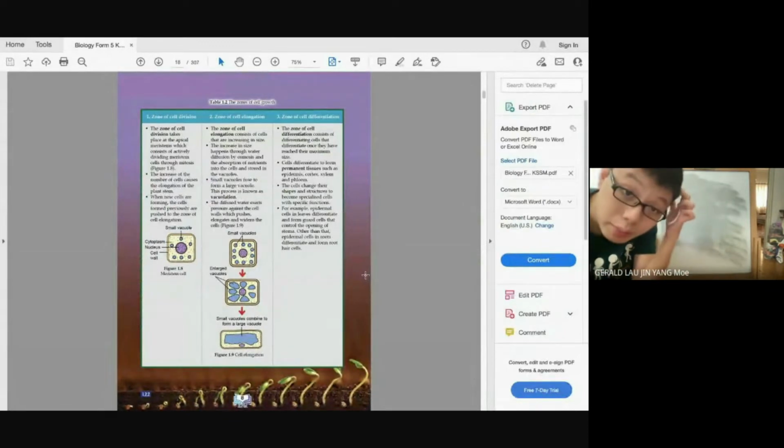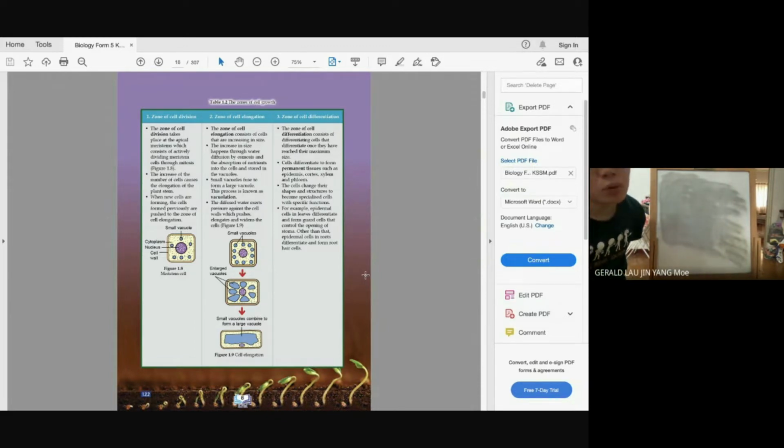Okay, so zone of cell growth. Now we know there are 3 zones already. So what happens in each zone? Cell division, of course, a lot of mitotic division taking place. So you see more new cells. Okay, you see at first the very young cells, their nucleus is very big, and then they don't have a big vacuole. They only have a small vacuole.